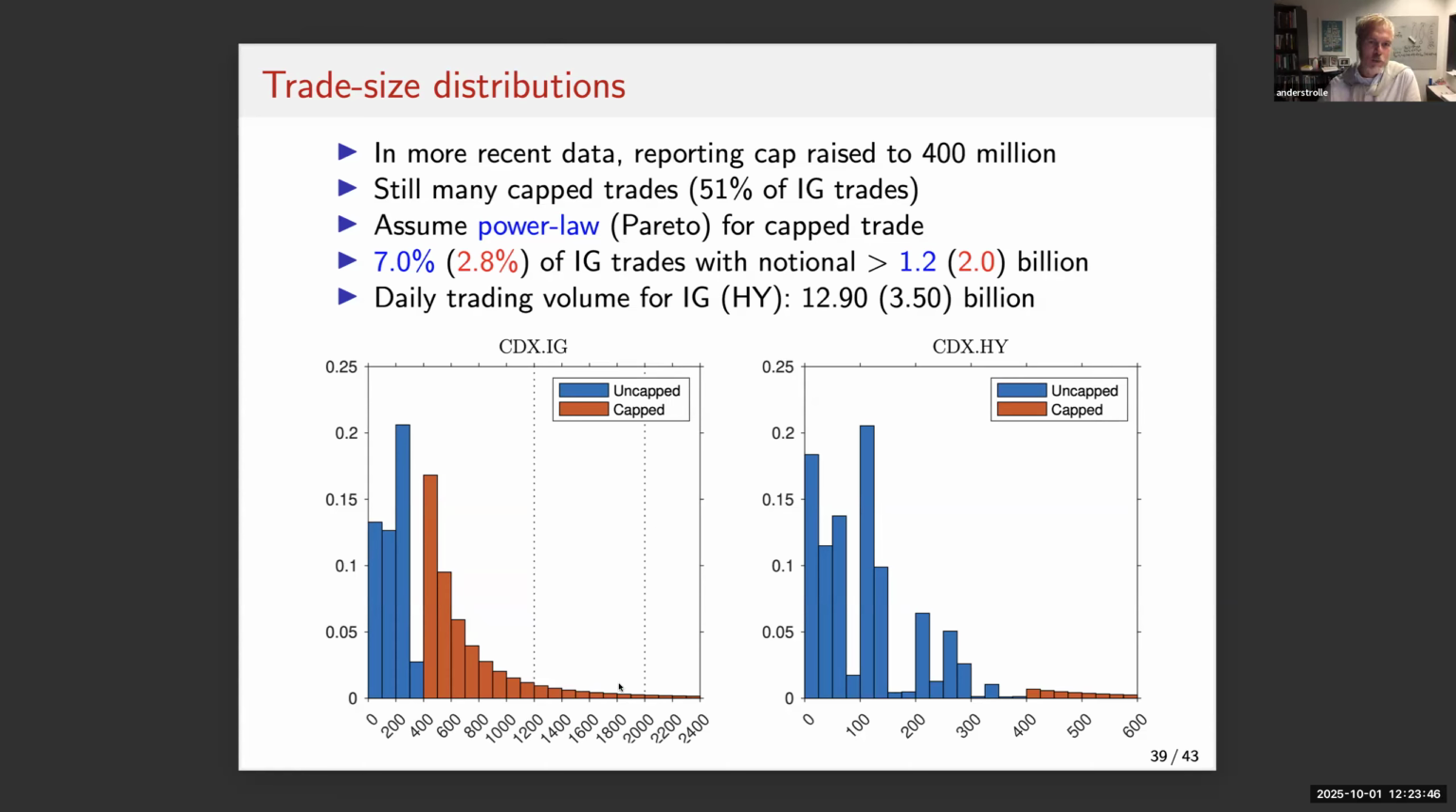So this is the trade size distribution for IG options, and this is the one for HY options. And it turns out that we estimate that 7% of the IG option trades have a notional greater than 1.2 billion. 3% have a notional greater than 2 billion. So it's really the case that at least some trades are very, very large. So not only do we have this sort of one-sided order flow, which may affect prices, but we also have the fact that each trade is large, and dealers are taking on a lot of risk in each trade, and that probably also affects prices.